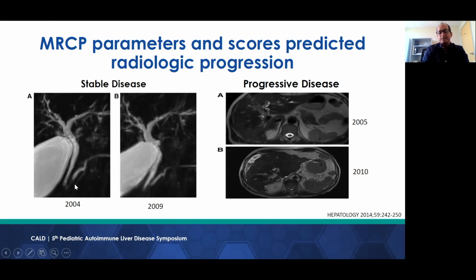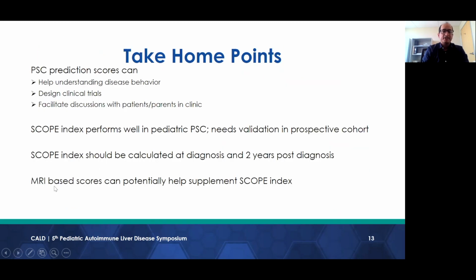On the left is a patient who had a low cholangiographic-based score, and you can see the stable disease with identical pictures 5 years post-diagnosis, while on the right is a patient who had an advanced MRI PSC-based score, and you can see that the disease has progressed as shown by the nodular liver and presence of ascites.